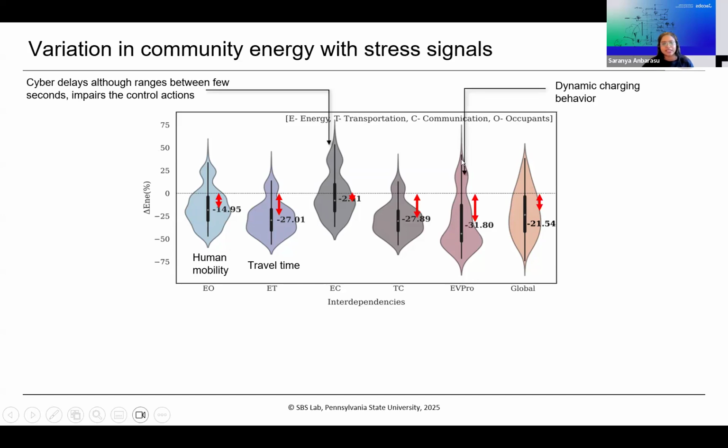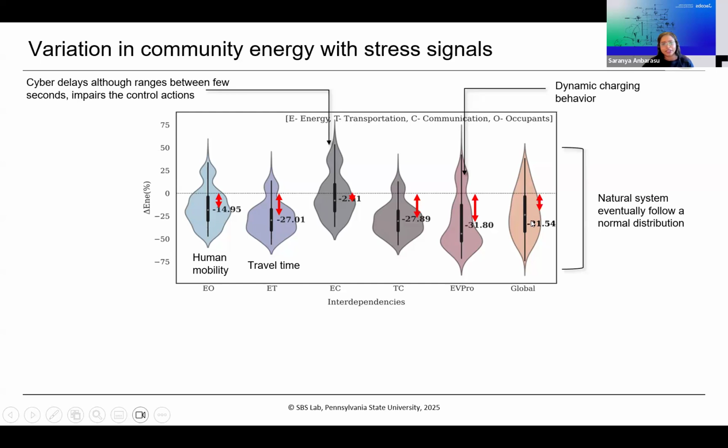And also the EV charging profiles, because of those probabilities where people are responding to electricity prices and also state of charge, we were seeing a 31% variation from the baseline. This also had a very skewed profile, and the standard deviations were really large.